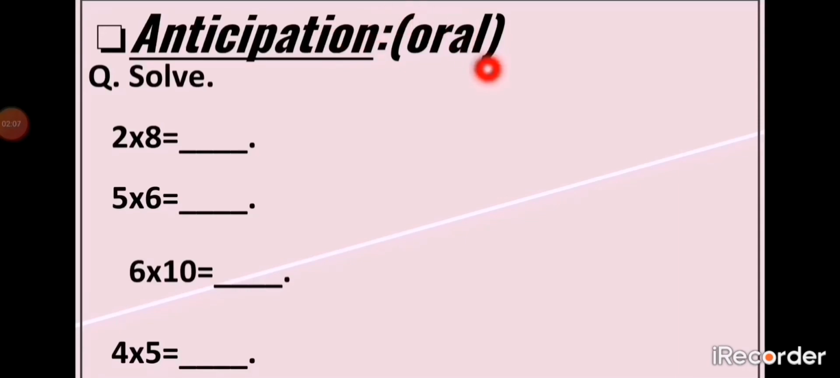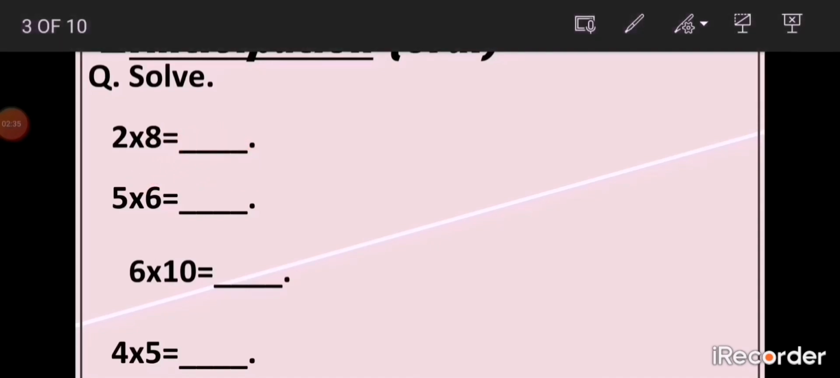Anticipation. Oral. It's just for your practice, or we will just recall some multiplication sentences here. Question, solve. 2 multiplied by 8 is equal to dash, or 2 times 8 is equal to dash. We can read the 2 times table till 8. So read with me. 2 1s are 2, 2 2s are 4, 2 3s are 6, 2 4s are 8, 2 5s are 10, 2 6s are 12, 2 7s are 14, 2 8s are 16. So our answer is 16.